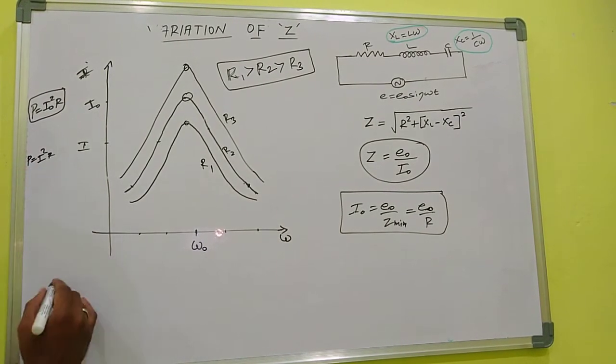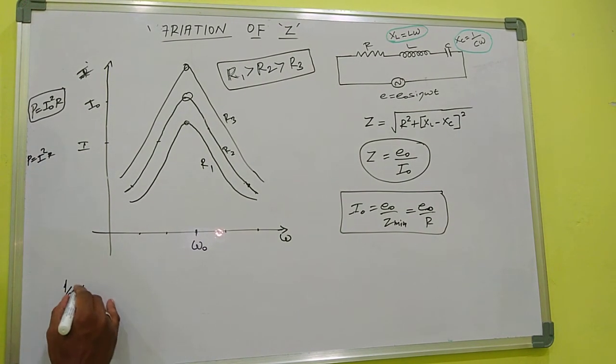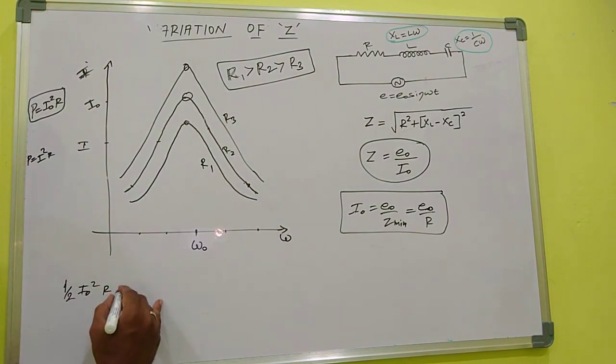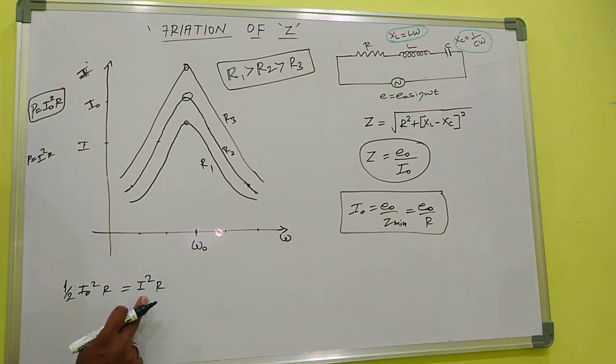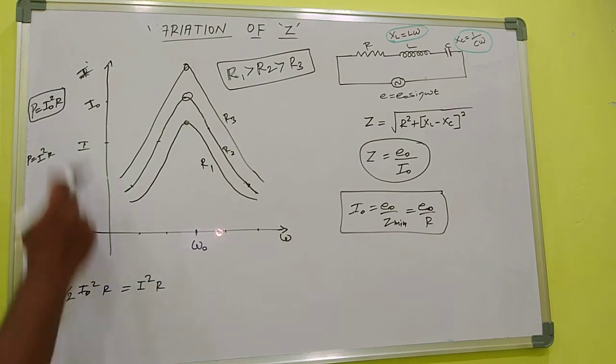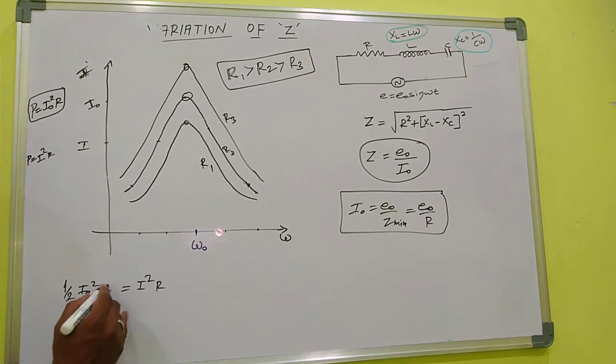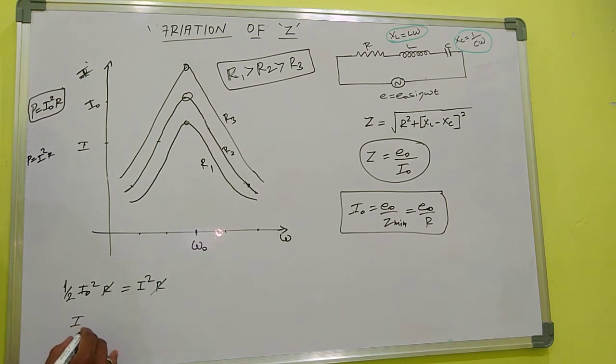The power is half. I said power is half, so I put half I naught square R. Here power will be half, equal to the particular value of current I. So I want to find the current. That means this power is equal to half of the maximum value of the power. So R gets cancelled. We need I.